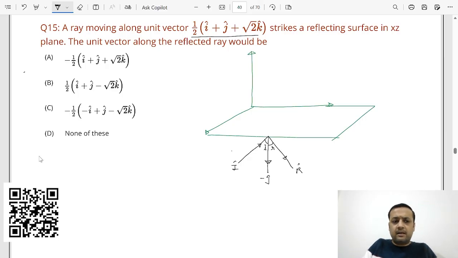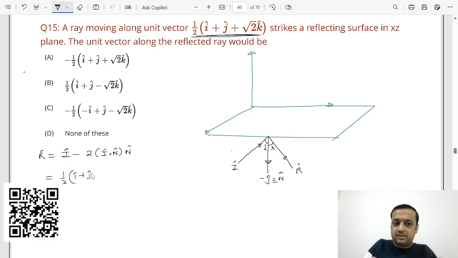Now you know that the reflected ray r cap, the standard formula for this is incident unit vector minus 2 times (i cap dot n cap) into n cap. This is the formula. Now the value of i cap is given to us, and n cap is minus j cap, remember. So we will put the value here. What is i cap? i cap is half of (i plus j plus root 2 k cap), minus 2 times i dot n. So this whole thing is i.